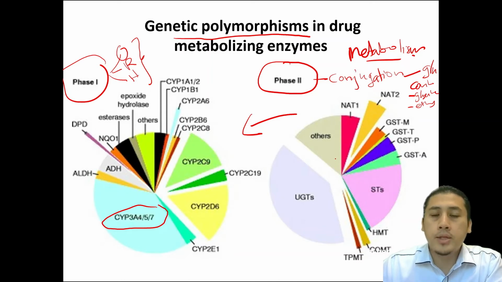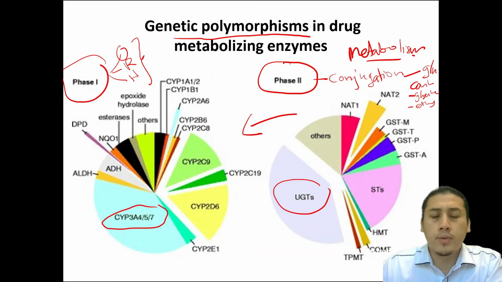And in phase 2, it is not so. Phase 2 conjugation of the metabolites is primarily carried out by transferase enzymes. It's no longer cytochrome P450. The enzyme with the most genetic polymorphism is UGT, which is UDP glucuronyl transferase.